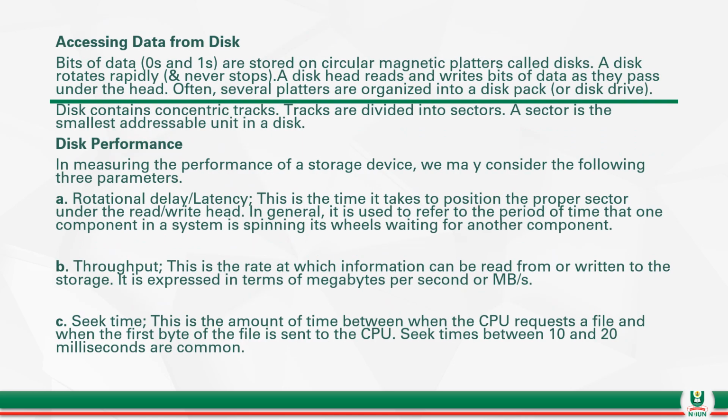Then, accessing data from disks. Bits of data, which are 0s and 1s, are stored on circular magnetic plates called disks. A disk rotates rapidly and it never stops. A disk head reads and writes bits of data as they pass under the head. Often several platters are organized into a disk pack or disk drive.